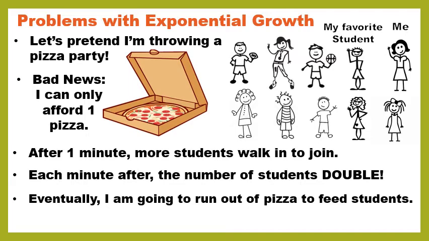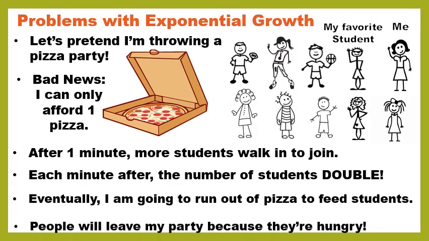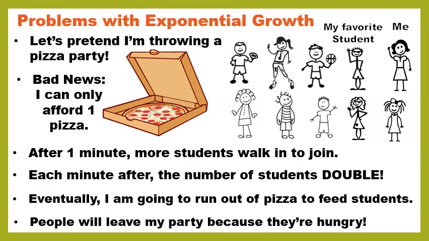Eventually, I am going to run out of pizza to feed students. And people are going to leave my party because they're hungry and there just isn't enough pizza, and eventually there'll be no pizza to feed any more students that walk into my party. That's kind of what exponential growth is like.